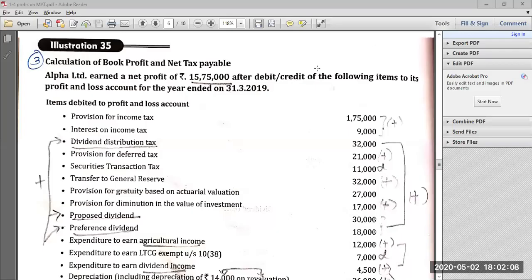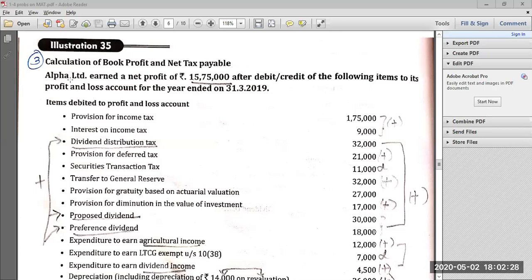Hello students, today we'll be discussing the third problem on Minimum Alternate Tax, or MAT. Now, this problem contains provisions for calculation of tax liability under both MAT as well as under normal provisions. I will explain later how. Let us only worry about MAT provisions as of now.